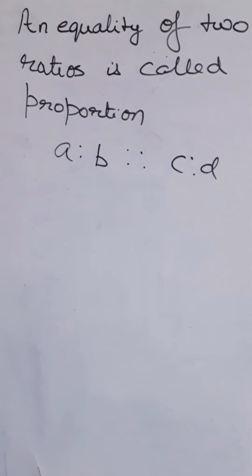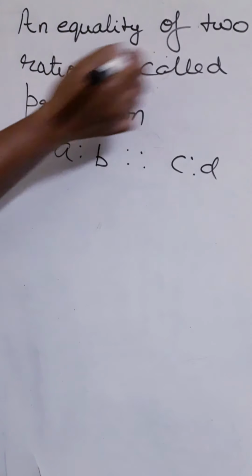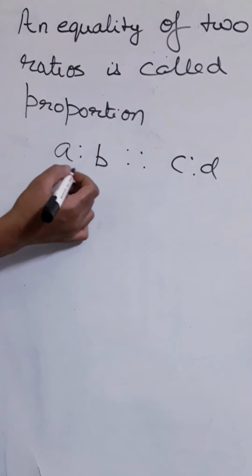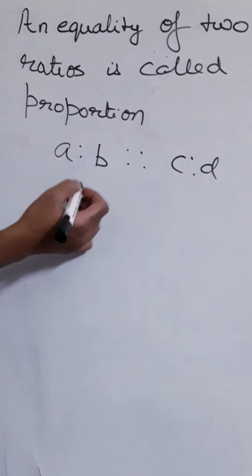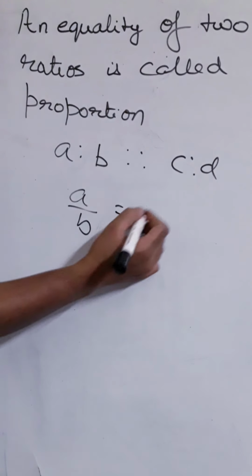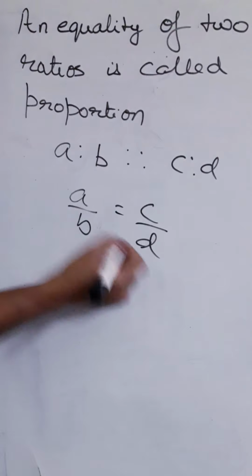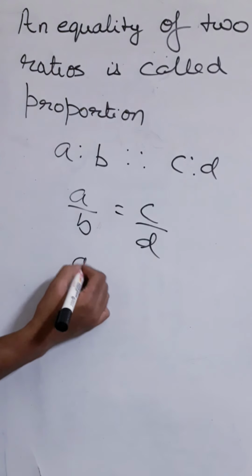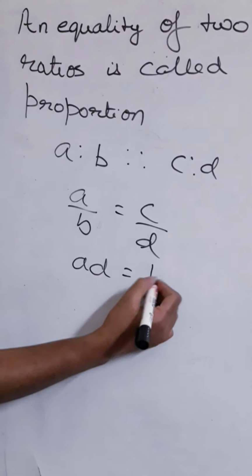Now we are coming on the topic proportion. An equality of two ratios is called proportion. Now I am taking two ratios, A is to B and C is to D. They both are equal if A upon B is equal to C upon D. Or we can cross multiply and we can write AD equals to BC.